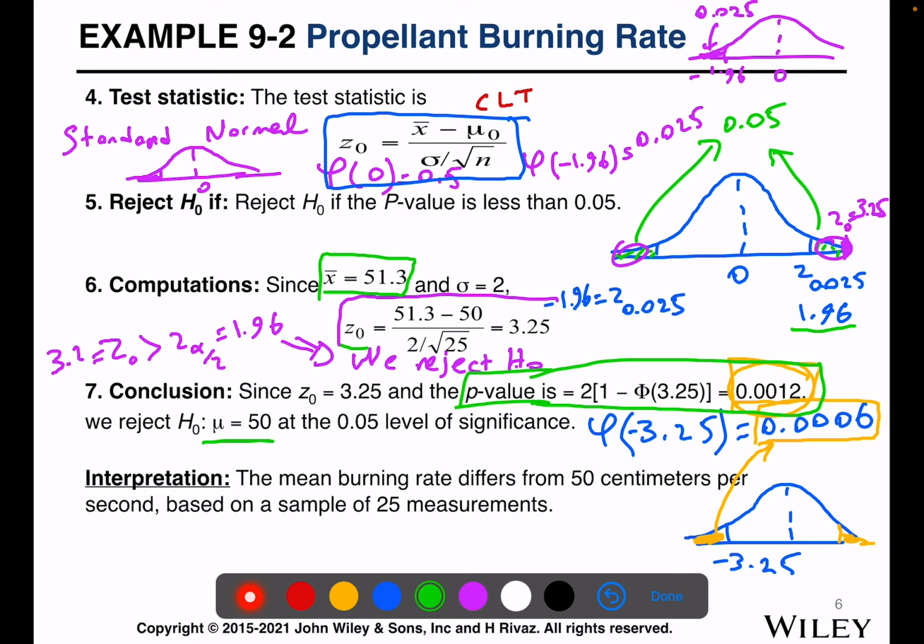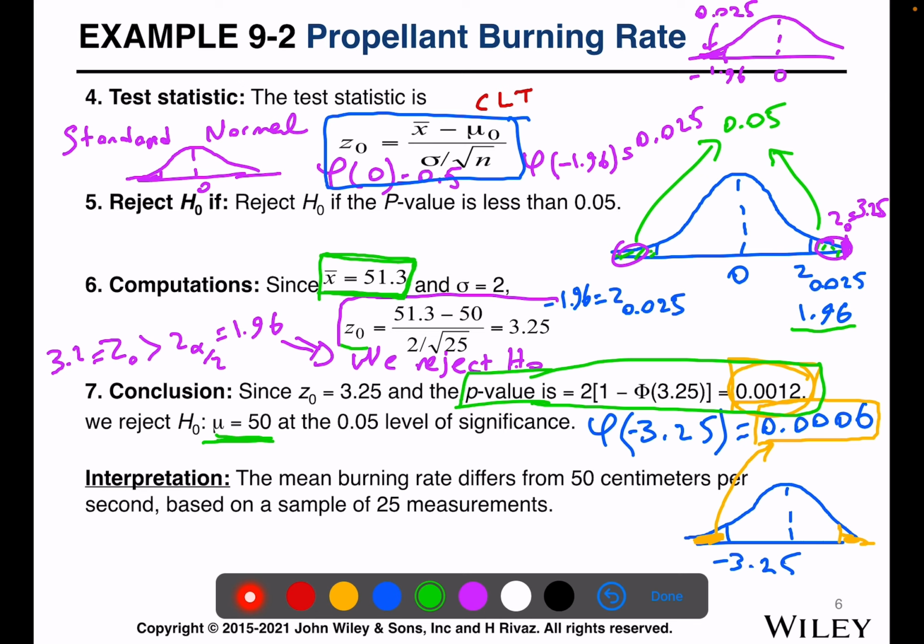In other words, the chance of getting an X bar of 51.3, if your mu is actually 50, is 0.1%, right? It's a very unlikely event to happen. So it's extremely unlikely for something that has a chance of 0.1% to happen.